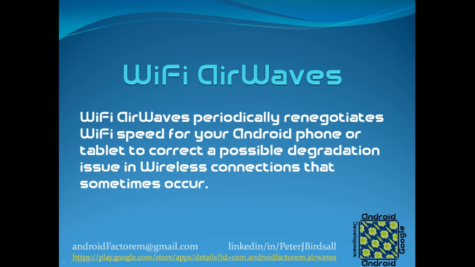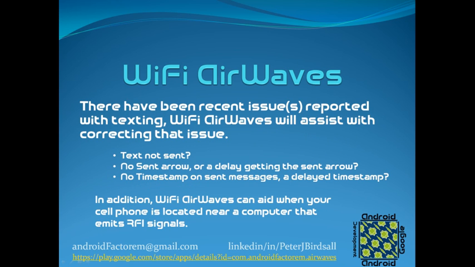Wi-Fi AirWaves periodically renegotiates Wi-Fi speed for your Android phone or tablet to correct a possible degradation issue that happens in wireless connections. There have been recent issues reported with texting related to this issue. Wi-Fi AirWaves will assist with correcting that issue, like a text not sent, or you don't get a sent arrow, or you don't get a timestamp, or there's delays on either of those.